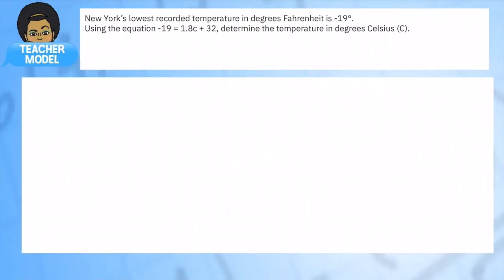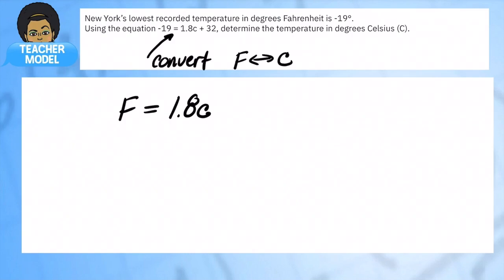Into our first model. In this one, we have the following problem. New York's lowest temperature ever recorded in Fahrenheit was -19 degrees. And we're going to use the equation -19 is equal to 1.8C plus 32. And this is the formula that is used to convert Fahrenheit and Celsius. So it is Fahrenheit is equal to 1.8C plus 32.